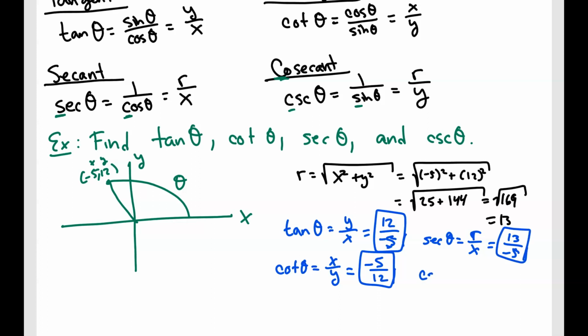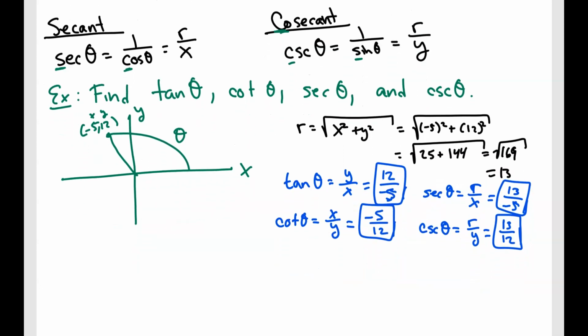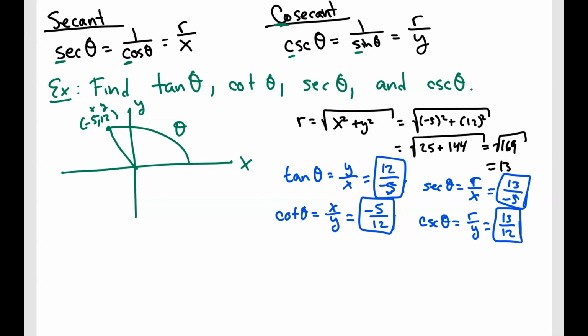Okay, and then cosecant of theta is going to be equal to r over y. That's going to be equal to 13 over 12. Okay, all right, so nothing really to these problems, just we have another set of formulas that we need to be able to figure out.